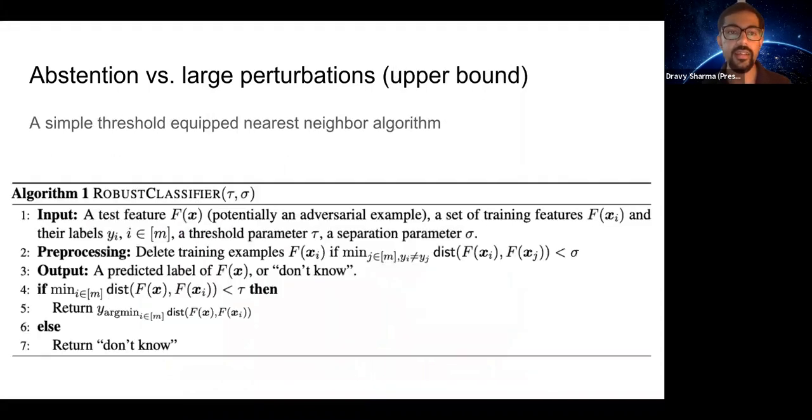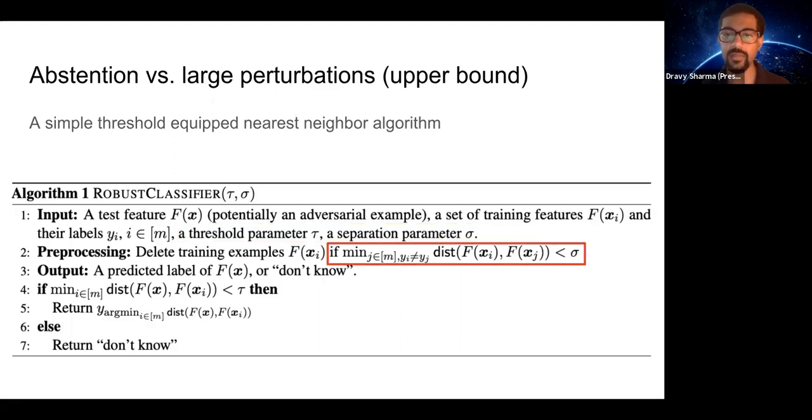Right. Then with that lower bound, we will now move to upper bounds for when we are allowed to abstain. So algorithms which are allowed to abstain, and the second setting we talked about, right? Modified setting. So we have a simple threshold equipped. We have a simple algorithm, and let me just go over it piece by piece. It's got a couple of parameters, but it's basically some tweaks on the nearest neighbor algorithm, really. Right, so we have 2 parameters, the threshold parameter and a separation parameter, right?